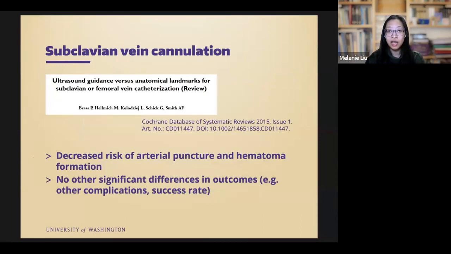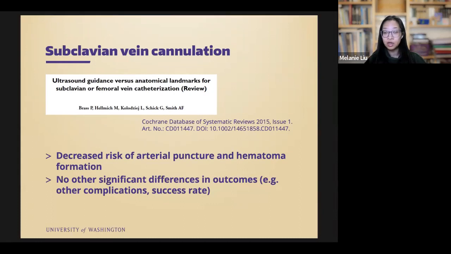Now, overall, the evidence of benefit for ultrasound guidance is slightly less strong compared to the evidence for ultrasound-guided IJ cannulation. The more recent evidence, here we have a Cochrane review, a meta-analysis of data, did show decreased risk of arterial puncture and hematoma formation, but there were no significant differences in other outcomes. For example, the incidence of puncture of the lung, so pneumothorax, as well as the success rate.